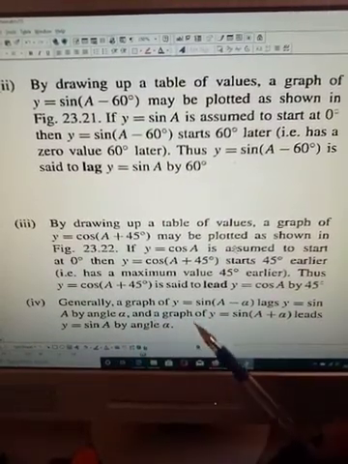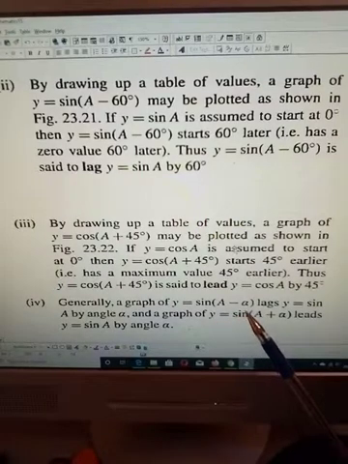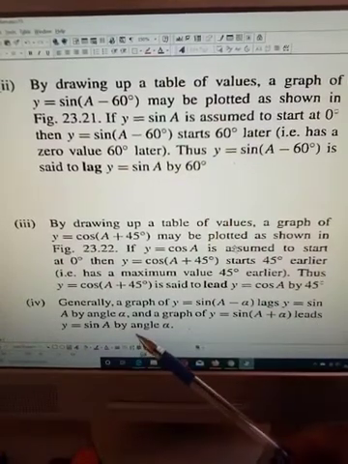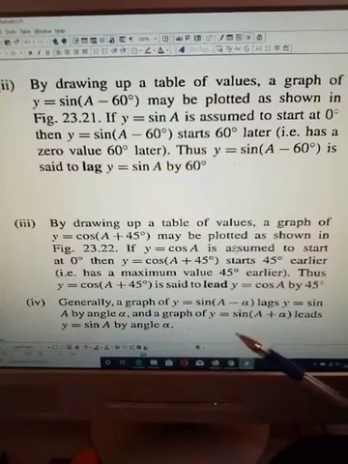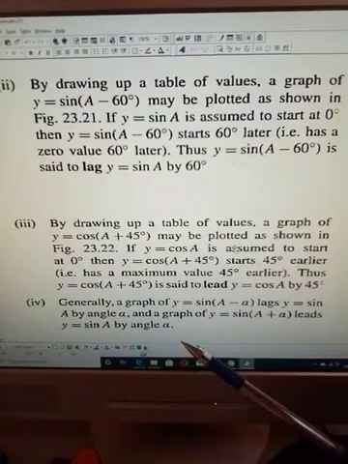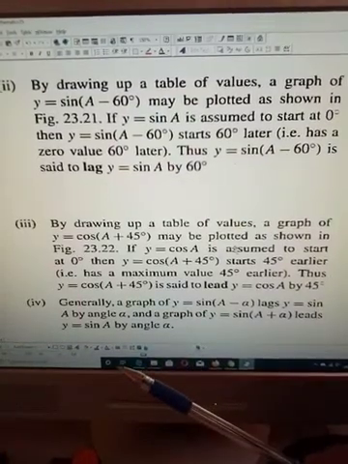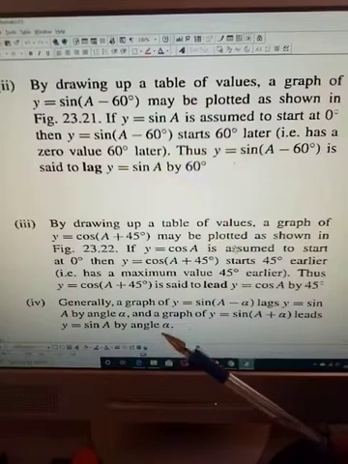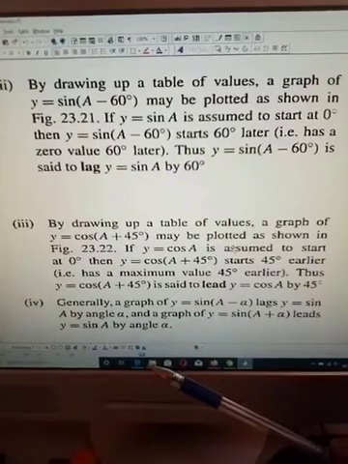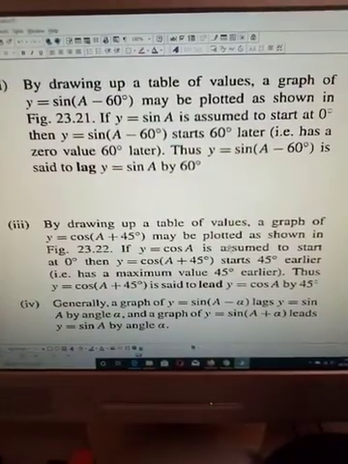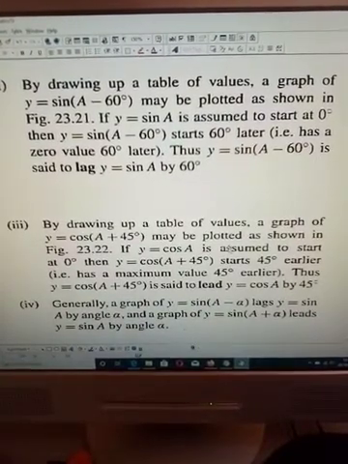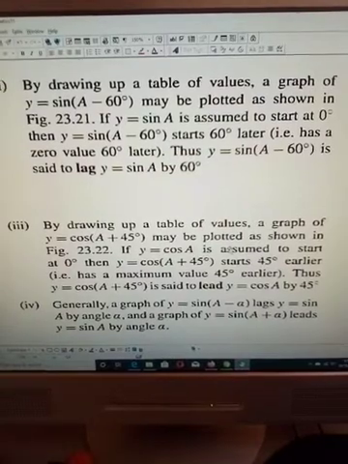Generally, a graph of y equals sine(A - delta) lags y equals sine A by angle delta, and a graph of y equals sine(A + delta) leads y equals sine A by angle delta. What that is trying to say is that a graph with a given value will lead or lag a waveform depending upon the angle at which it has been started. And that's my simple interpretation of that. Okay?